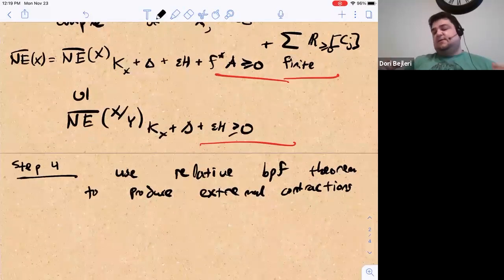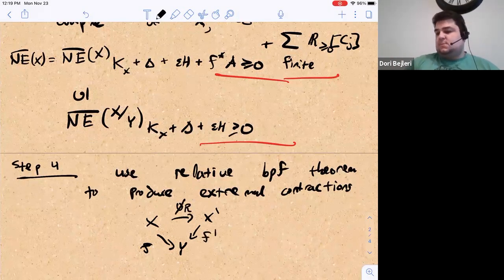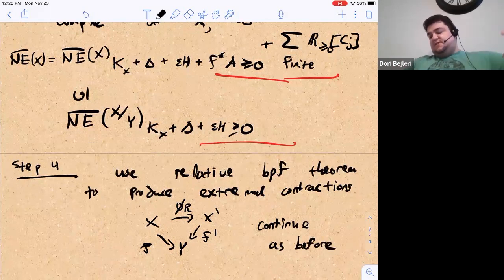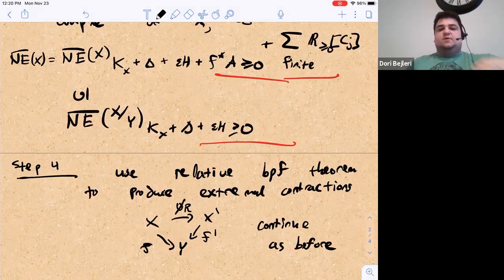And by definition, because we're using the relative base point free theorem, we have this relative semi-ample divisor, so all our contractions will be relative to Y. So they'll commute in a diagram like this. And then continue just like before. Especially because once we produce phi_R, which we produce from the relative base point free theorem, then the last step doesn't care about Y at all. The last step was about pulling back line bundles along phi_R, and that just cares about phi. It doesn't care that we produce phi by taking a relative semi-ample series rather than a globally semi-ample linear series. It just cares that we have this phi.